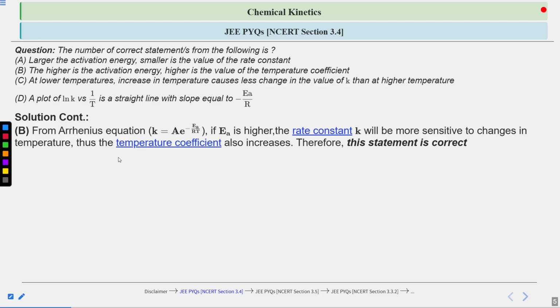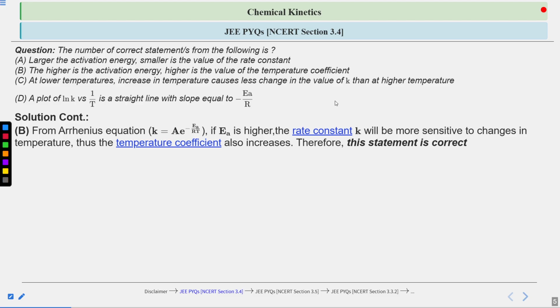Now after EA is higher, the rate constant is going to show a sensitive nature towards the temperature. That means if the temperature changes its value, either increases or decreases, then the rate constant is going to be affected. So the temperature coefficient will also increase. If EA is higher, the temperature coefficient is also going to increase because it is going to affect the rate constant value. And statement B is saying that higher activation energy gives a higher value of temperature coefficient.